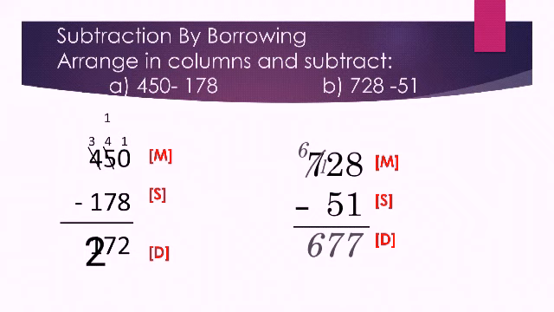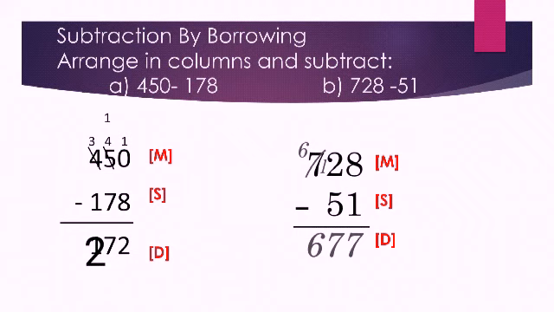Now in subtraction, when the digit in the minuend is smaller than the digit in the subtrahend, in that case what do we do? We borrow from the previous number of the minuend. Look here, it is said subtraction by borrowing: arrange in columns and subtract. Arrange in columns means first make a place value chart, ones, tens and hundreds, like that, and then put the numbers there.